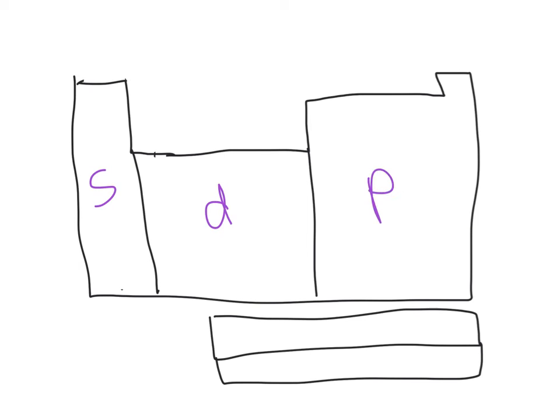Elements over here, for the most part, are representative elements. You do have the noble gases, which are also part of the p block. And then you have your inner transition metals, which are referred to as the f block down here.